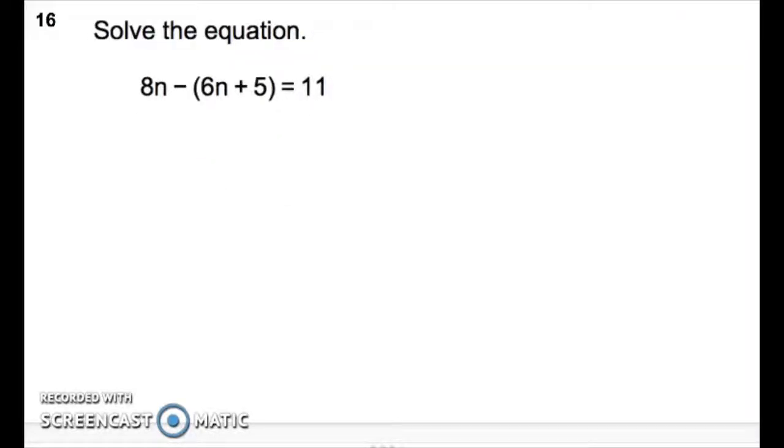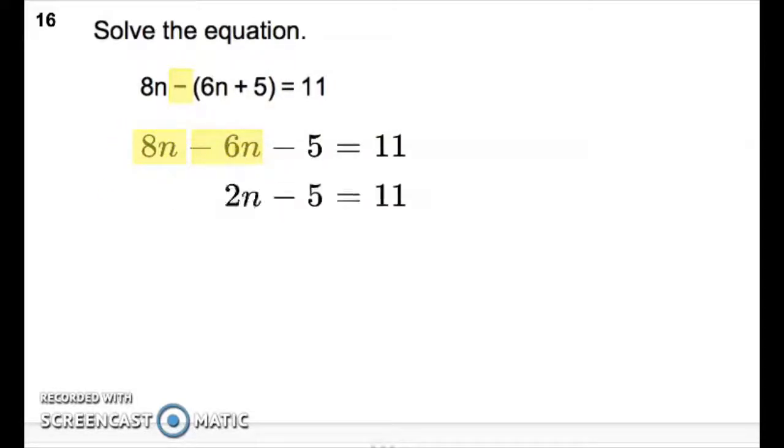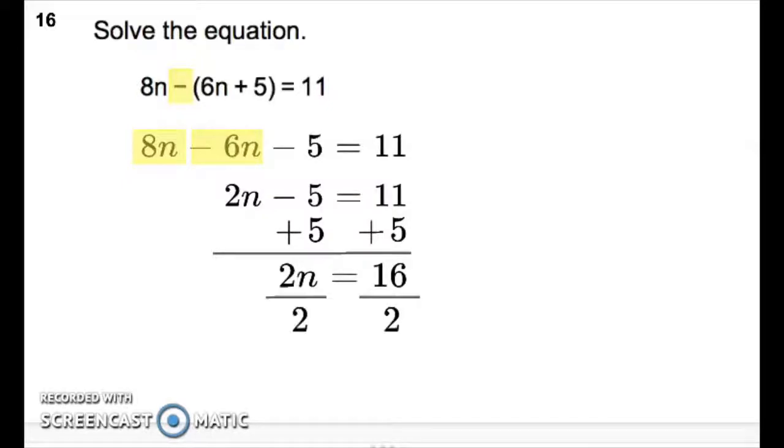Number 16, solve the equation. We're going to distribute this negative first. So we're going to change both of these signs. So we have 8n minus 6n minus 5 equals 11. Now we combine our like terms of 8n minus 6n. That gives me 2n. So 2n minus 5 equals 11. We add 5 to both sides, and we get 2n equals 16. Divide both sides by 2, and n is going to equal 8. So your answer is going to be 8.